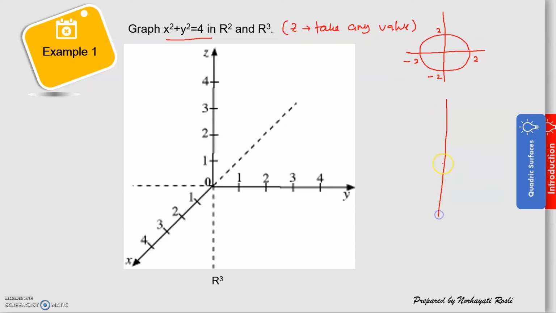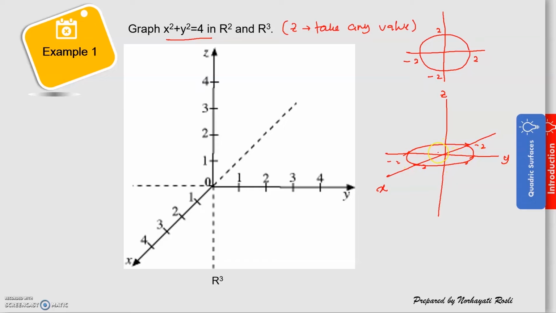Okay, let's draw here. We have a three-dimensional coordinate system where this one is the x axis, this one is the y axis, and here is the z axis. So we still have a circle. On the xy plane, we still have a circle with radius 2. This means that now we have 2, negative 2, negative 2, and 2 here. When we draw this, we will have a circle.